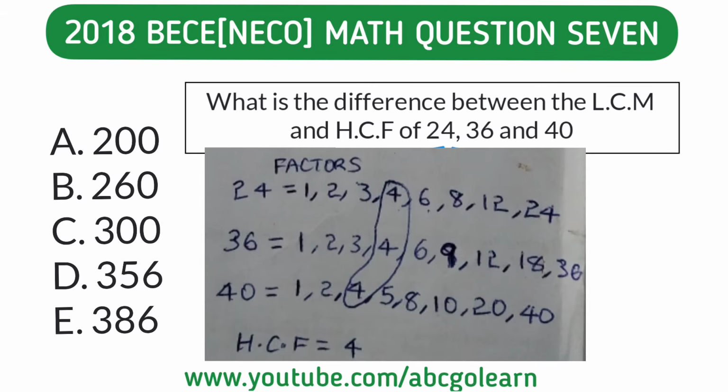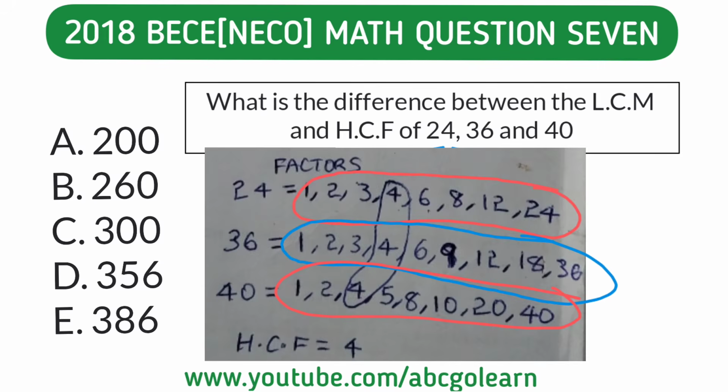Now talking about the highest common factor, we need to look for the factors. So for 24, looking for the factors, you will get 1, 2, 3, 4, 6, 8 up to 24. You've seen it here. If you look for the factors of 36 also, you will get 1, 2, 3 and so on. If you look for the factors of 40 also, you will get this. So the next thing for us now is to look for the factor that is common to all these numbers, and it is the highest.